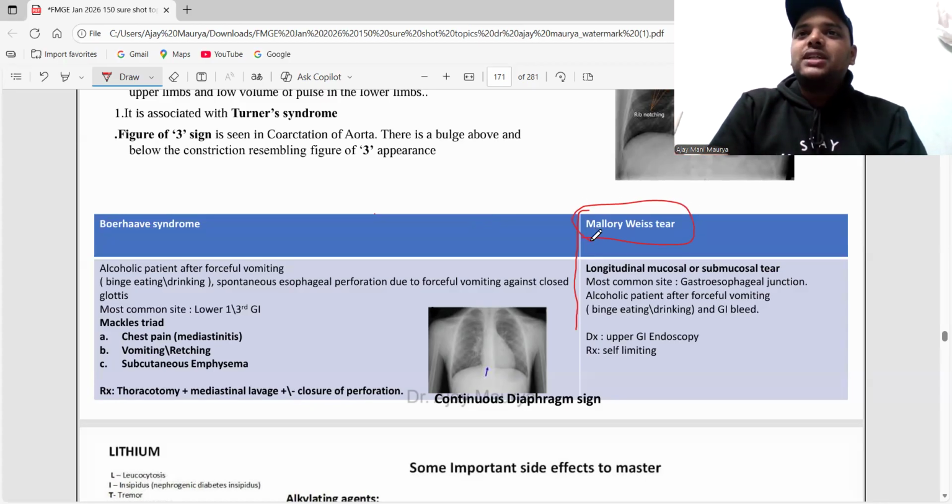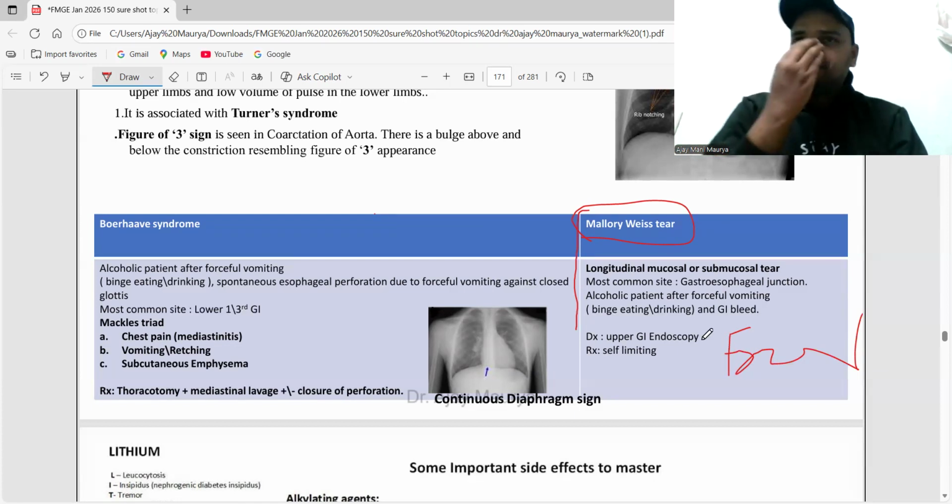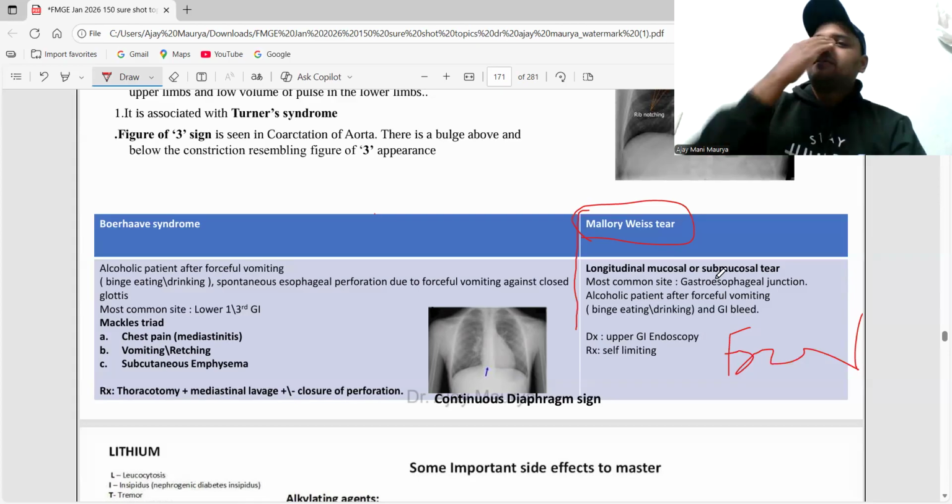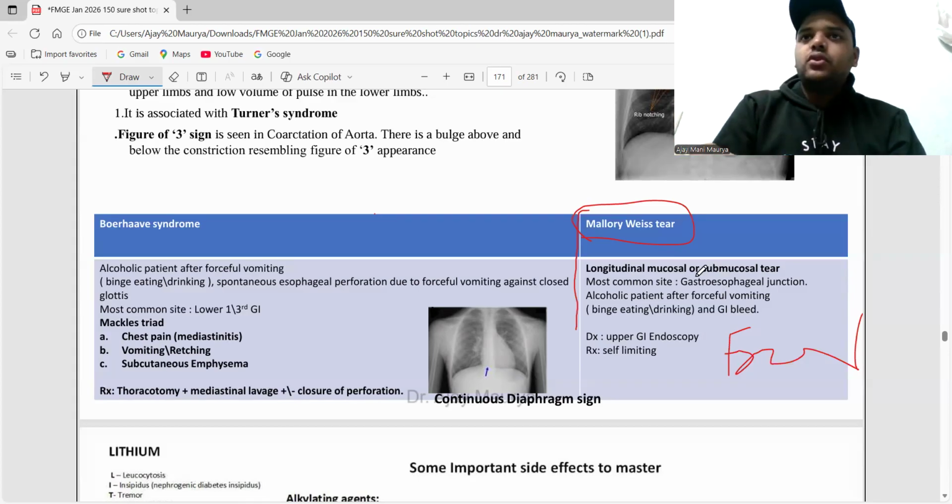in Mallory-Weiss there is going to be fresh blood vomiting, and this is going to be self-limiting. Remember, the most common site here is the gastroesophageal junction, and it is a longitudinal tear.